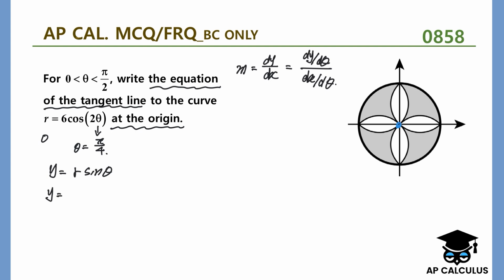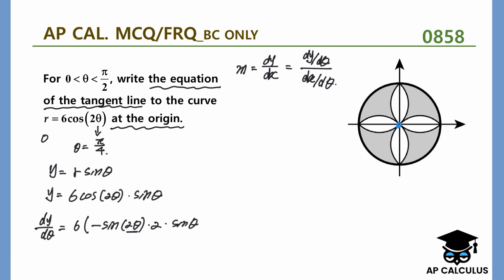R is given as 6 cosine 2 theta. So 6 cosine 2 theta times sine theta, that's our y. So our derivative of y with respect to theta is equal to, here we have constant 6, so leave this one alone. Derivative of cosine 2 theta, that's negative sine 2 theta times chain rule, derivative of 2 theta, 2, right? And we have sine theta plus, we have cosine 2 theta, then multiply by derivative of sine theta, cosine theta.